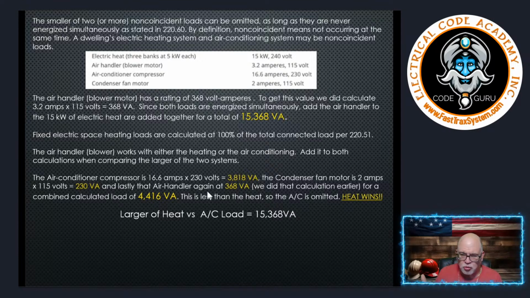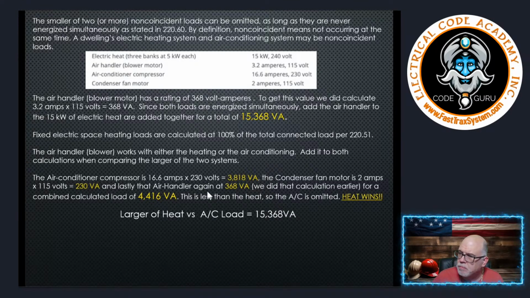But in our case, we have central heating and cooling, so we definitely have some non-coincident loads. Another thing I will tell you up front is that air handler is not a non-coincident load. Why? Because it has to be running when the heat is going to blow that air, and it has to be running when the air conditioning is going to blow the cooling around the building, right? So at the end of the day, it is not a non-coincident load. So when we're comparing the heating versus AC loads, we got to make sure that the air handler is added to both in our comparison, okay?